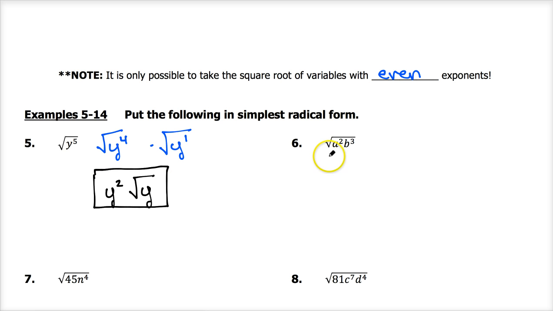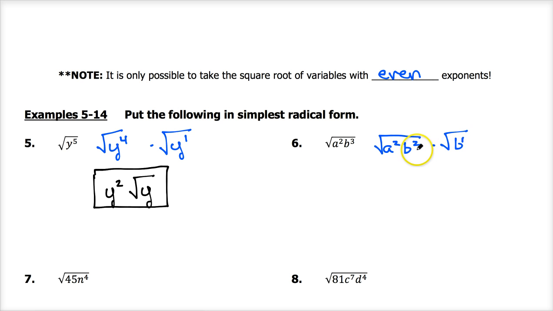For number 6, I can do the same thing with my b power. My a has an even exponent, so I'm going to leave that alone. But my b has an odd exponent, so I'm going to rewrite this as radical a squared b squared, and because I'm taking one exponent away from this b to the third, I need to put it back over here, so I'm just going to make this a b squared times a radical b.